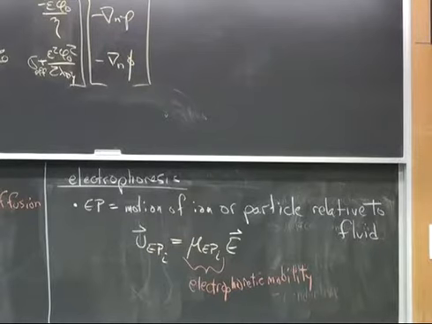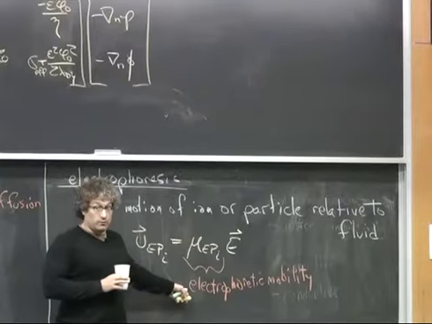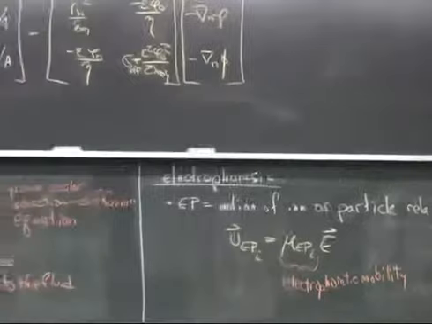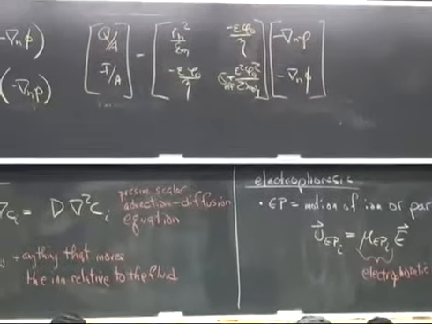We won't do any work in this class to try to derive what an electrophoretic mobility is. That basically is something that we'll look up. But for any ion, there is an electrophoretic mobility, which we'll denote with mu sub EP.